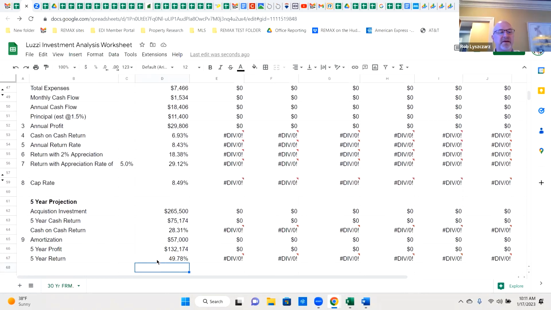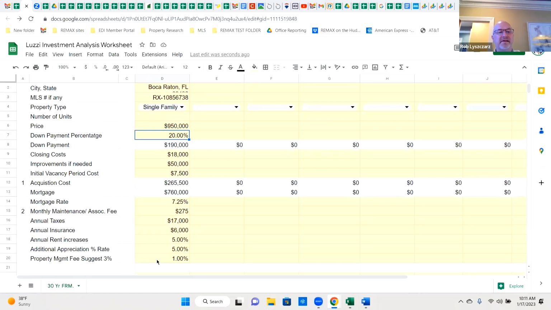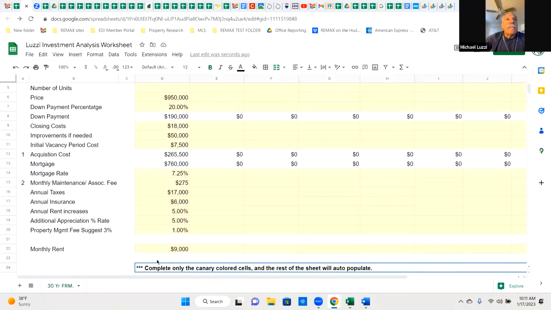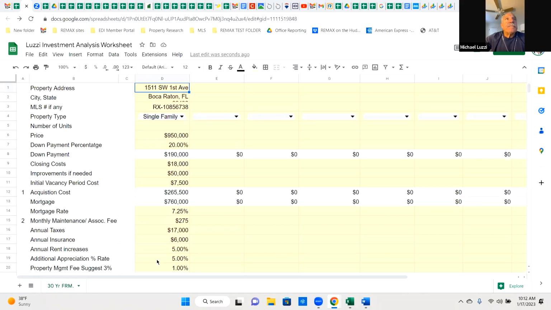And then 5-year profit is 132,000, and you have a 15% rate of return on your investment over 5 years. So if you put down your total acquisition cost here, Mike, is 265, and you would get half of that back in the first 5 years. Very good. What do you think about this tool? Excellent. Does anybody have any questions on it?